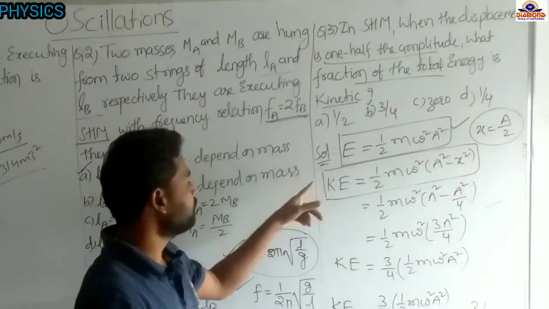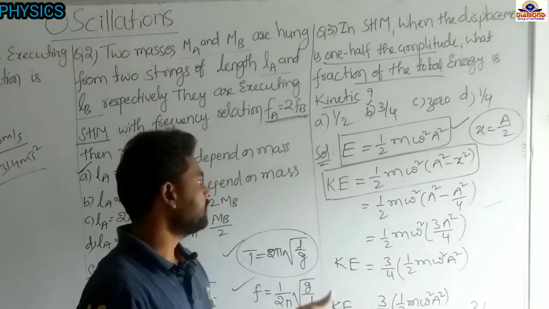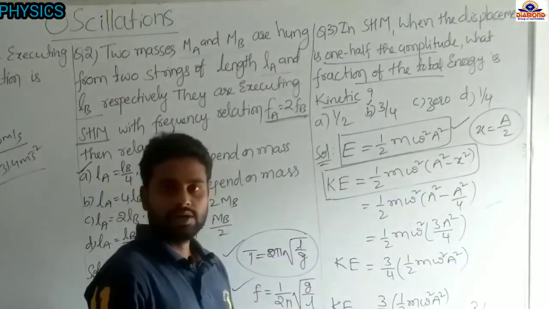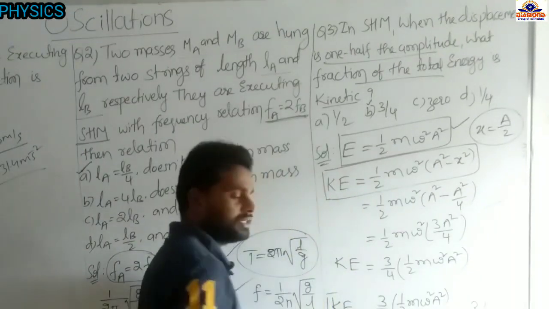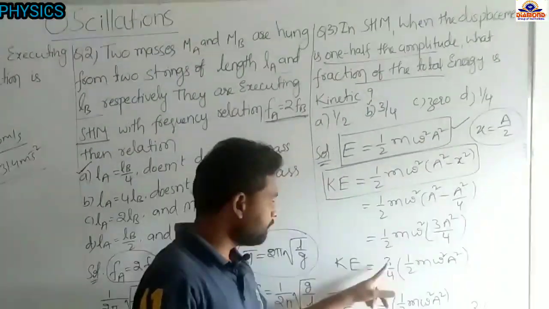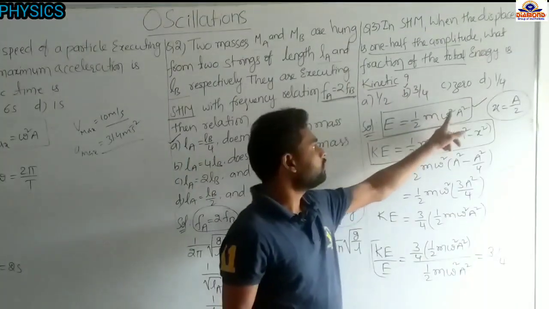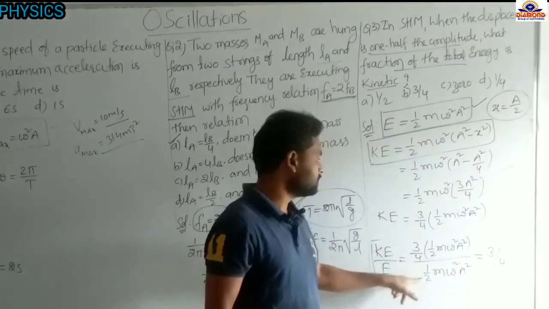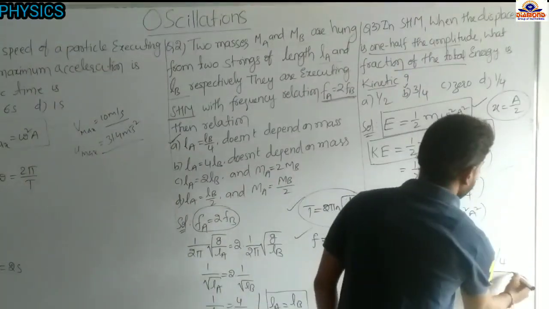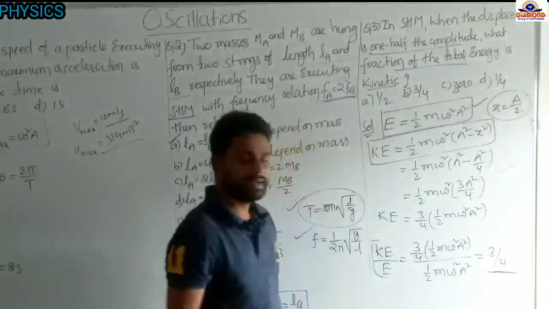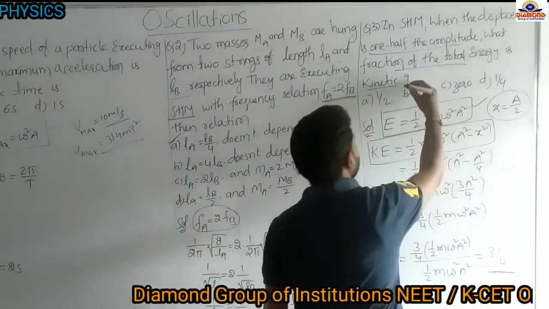And the total energy formula we also know. They are asking for the ratio of kinetic energy to the total energy, that means how much fraction kinetic energy is of the total energy. Kinetic energy we already found as 3 by 4 of half m omega square a square, divided by total energy, half m omega square a square. Half m omega square a square cancels out, and we get the answer 3 by 4. The fraction of kinetic energy with respect to the total energy is 3 by 4. So option B is the right answer.